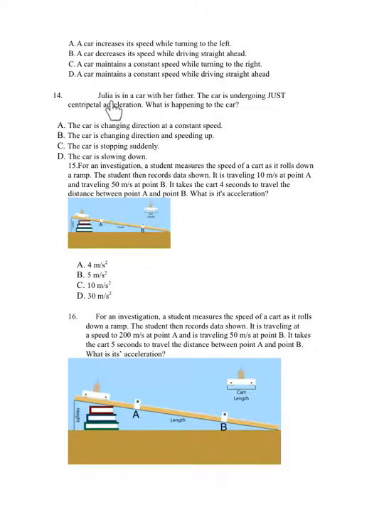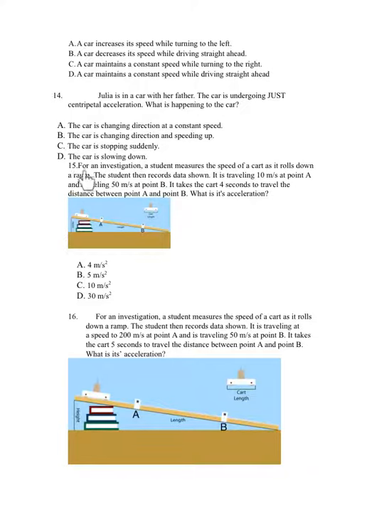Number 14. Julia is in a car with her father. The car is undergoing just centripetal acceleration. What is happening to the car? A. The car is changing direction at a constant speed. B. The car is changing direction and speeding up. C. The car is stopping suddenly. D. The car is slowing down.